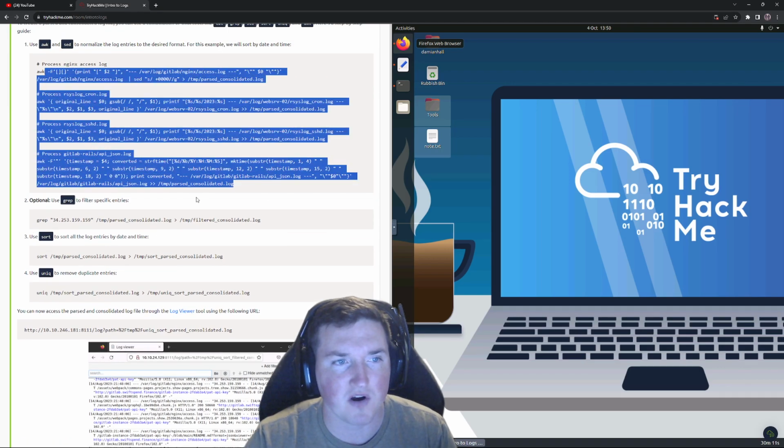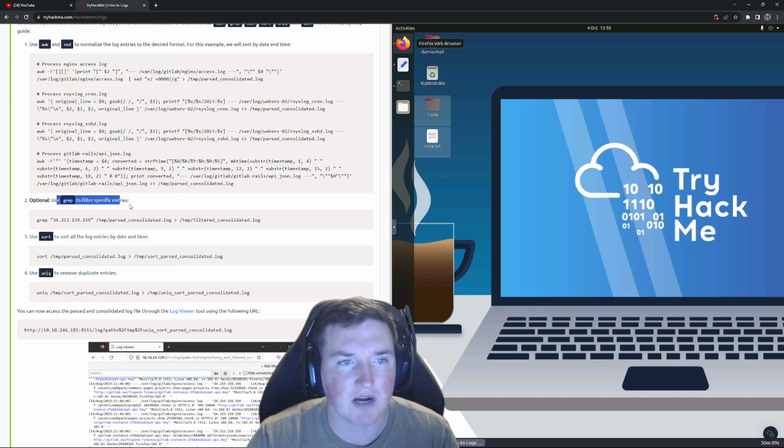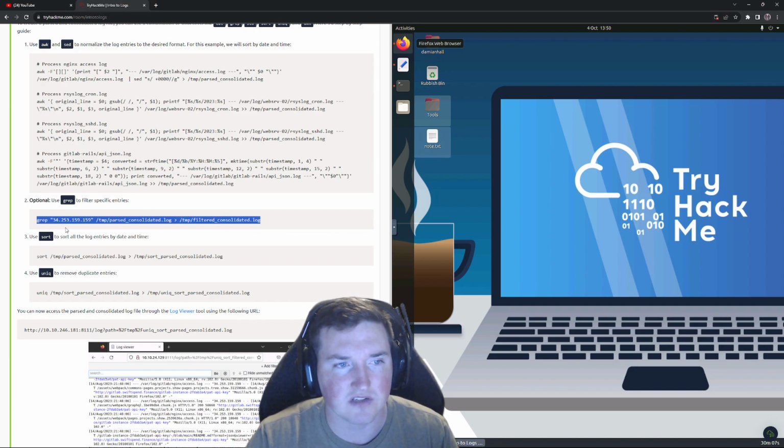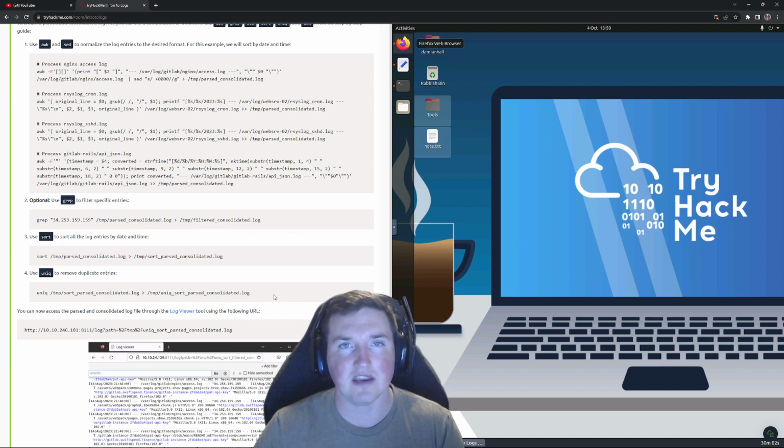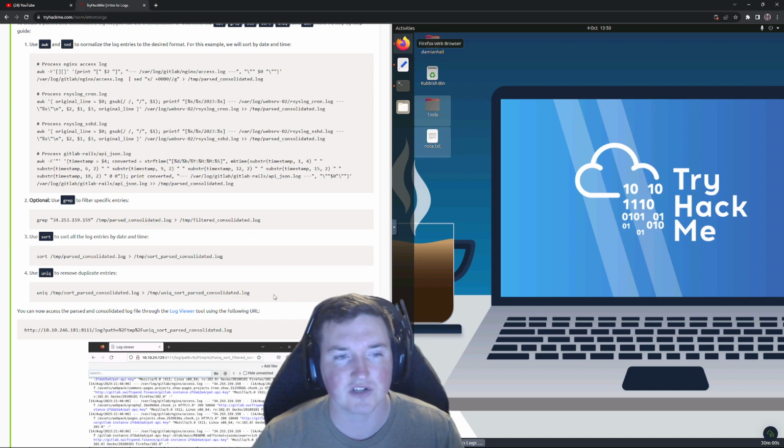And you can see this is just parsing the data, and then optional, use grep to filter specific entries. So they're using grep, then they sort them, and then they get rid of unique instances, meaning they're getting rid of duplicate entries.